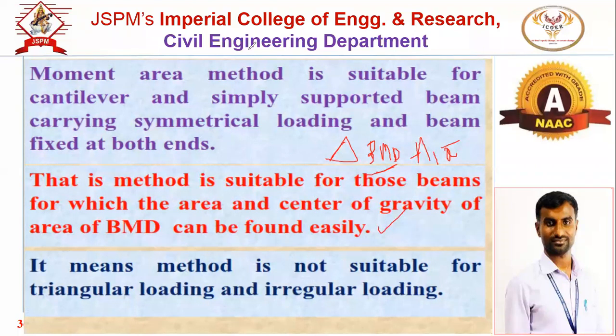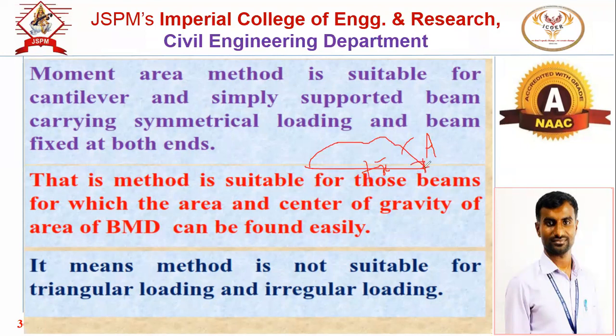In short, this particular method, moment area method, is not suitable for triangular loading and irregular loading conditions. So for irregular loading conditions, suppose BMD is somewhat like this. For this irregular diagram, you don't know how to find out the area and we don't know how to find out the centroidal distance. So you can find out using first principle by taking the strip and performing the integration, but that is a time consuming process. So this method is applicable only for symmetrical loading conditions, for BMD for which we know the area as well as centroidal distances.